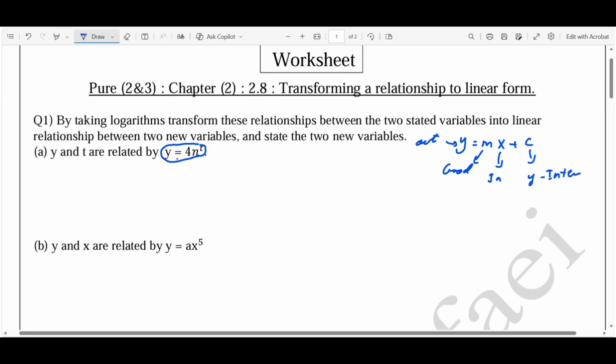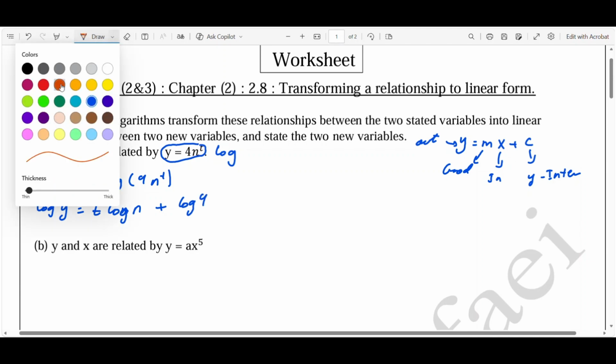Now, to convert exponential to linear, I have to multiply my exponential by ln or log. The first one I'm going to multiply by log. According to that, log y equals log 4 times n to the power t. I'm going to apply the logarithmic rules. Log y equals t log n plus log 4.